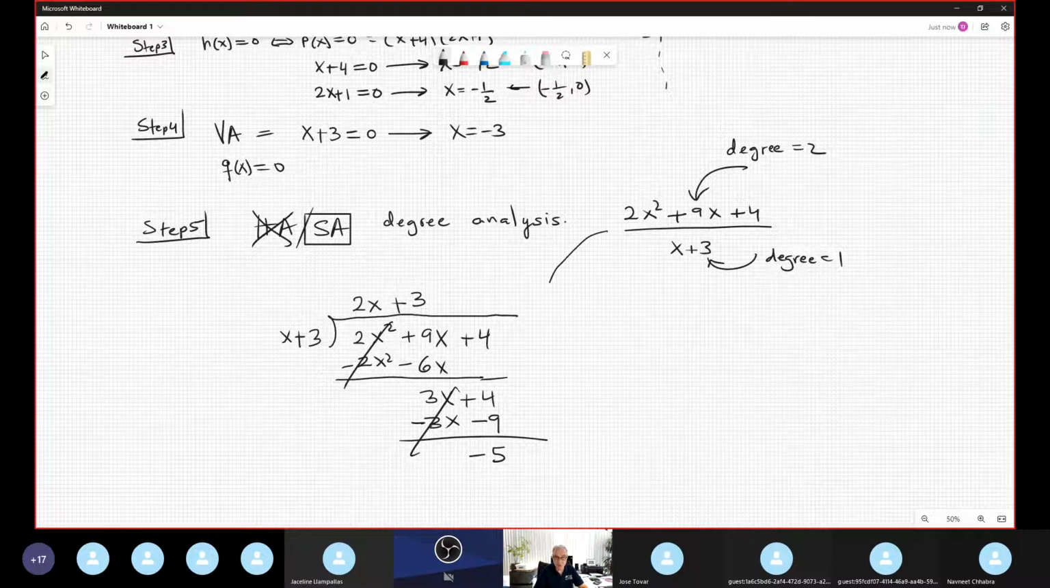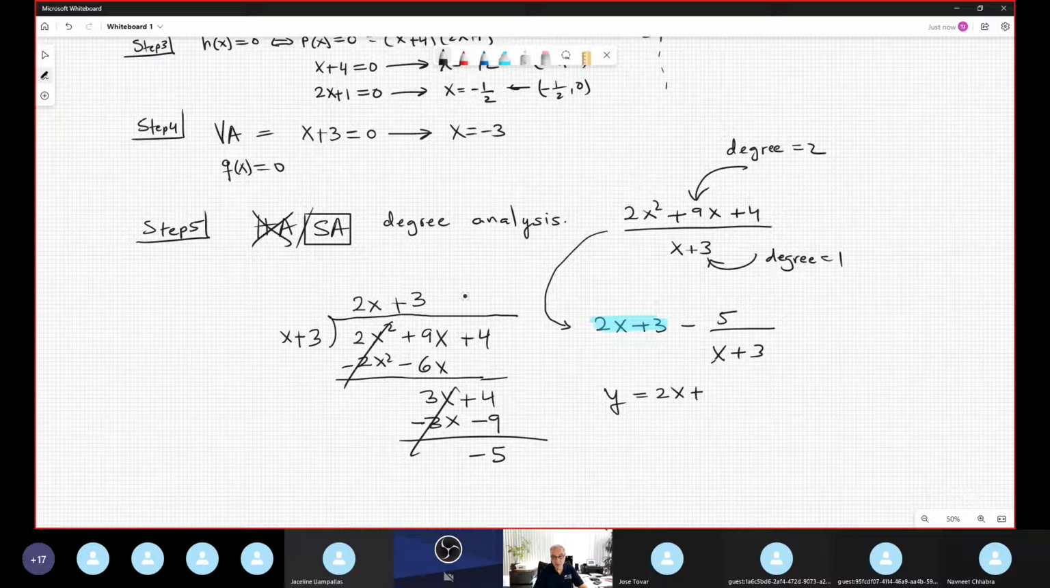Okay, so another possibility to express this, algebraically equivalent 100%, is 2x plus 3, which is the quotient, minus 5 divided by x plus 3. This and this are the same. But now you see clearly, in my opinion, that this part corresponds with the slant asymptote. And remember, the slant asymptote is a line: y equals 2x plus 3. And this is super easy to graph because you remember the slope in mx plus b. You identify clearly that b is 3. b is the y-intercept of the slant asymptote, not of the function. They are different, and it's slanted too. And we are doing the graph.